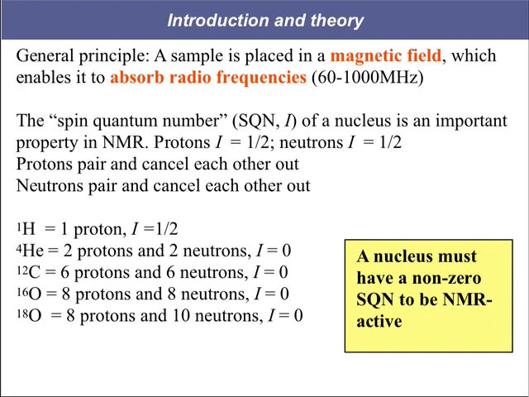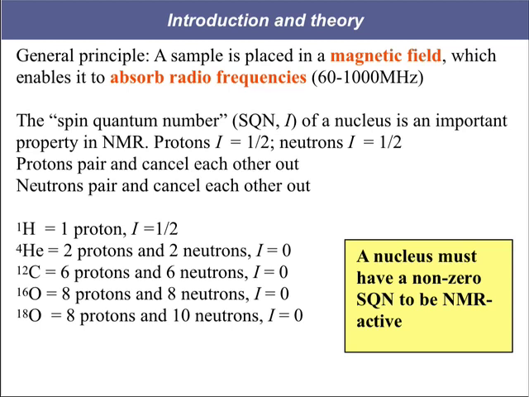So the general principle of NMR is that a sample is placed in a magnetic field, and that enables the nuclei in our molecule to absorb radio frequencies, typically ranging between 60 and 1,000 megahertz.